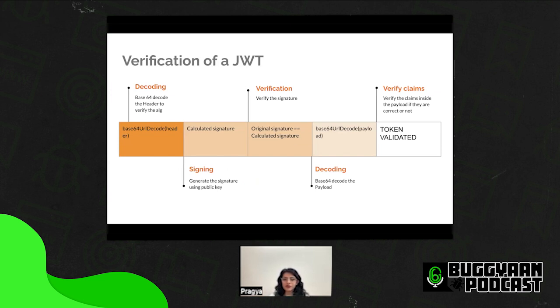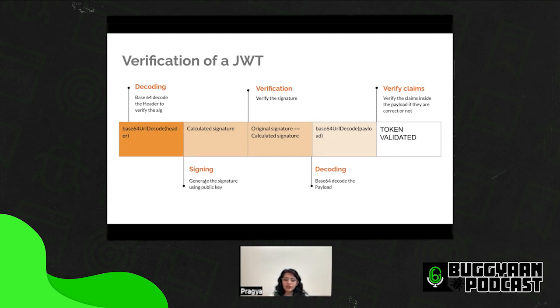So we need to verify the token as well. For verification, in case of asymmetric cryptography, we use the public key. The first step would be decoding. We will base64 decode the header to verify the algorithm. In the previous slides, we saw that the header contains the algorithm. That algorithm specifies whether RSA or HMAC should be used for verifying this token. Once the receiving entity receives the JWT, they will decode the header to find the algorithm. Now I got the algorithm as RSA.